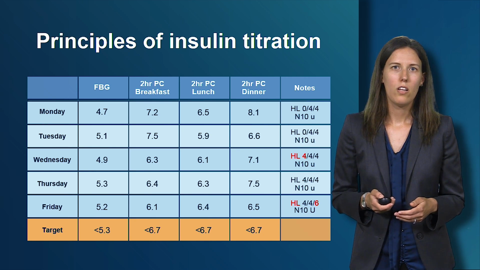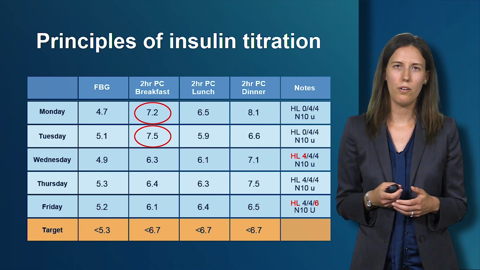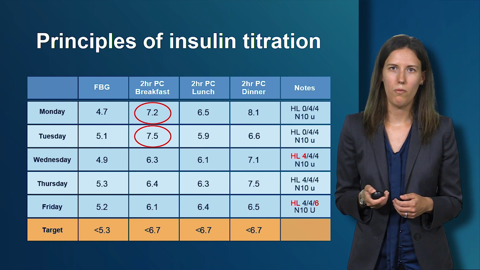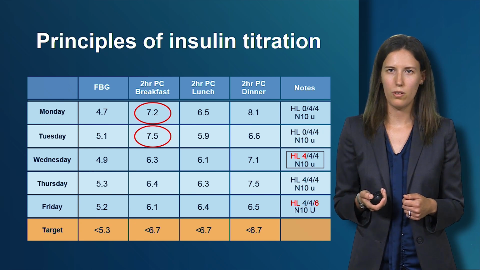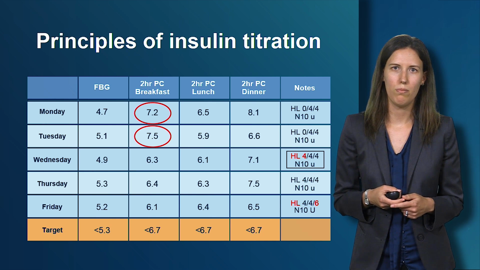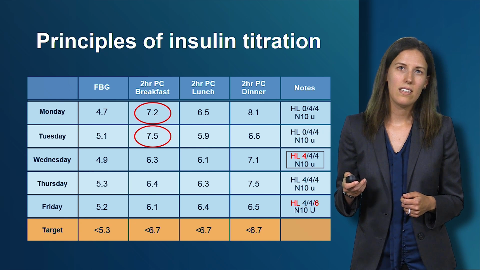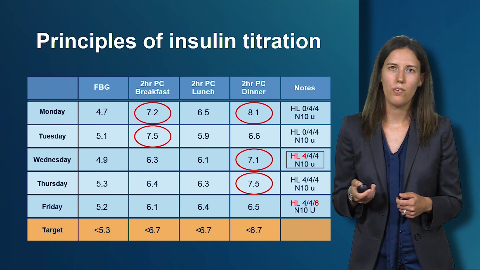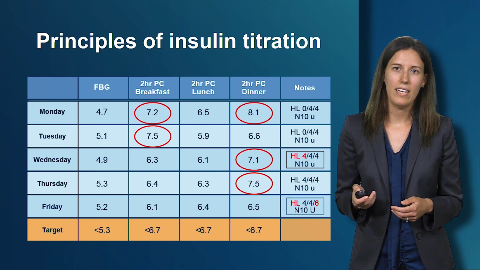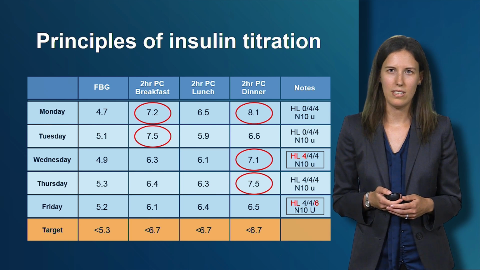Looking at the breakfast blood sugars, 2 hours after breakfast, there's 2 that are above target in a row. So based on that, the decision is made on Wednesday to start Humalog 4 units with breakfast, and then after that, the blood sugars are in target with breakfast. Lunch, the blood sugars are within target, and at dinner, we see that 3 out of 4 for those 4 days are above target, and as such on Friday the decision is made to increase the Humalog with dinner from 4 to 6 units.